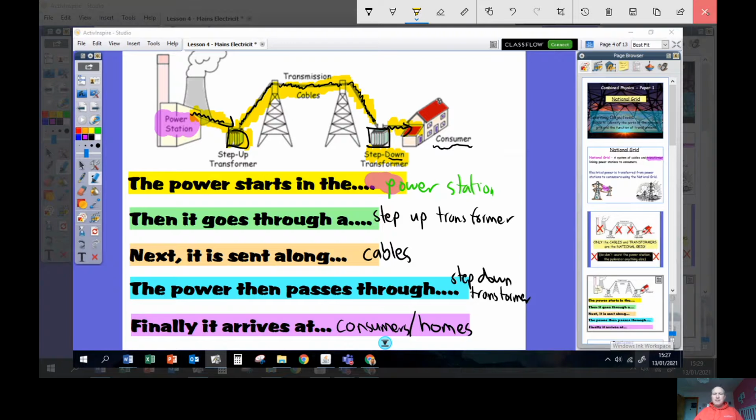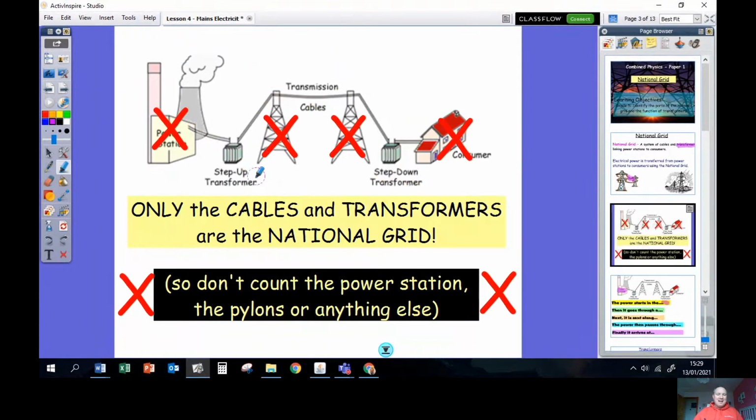So that's its journey through the national grid. But actually, technically speaking, we say that the only parts of that which count as being the national grid are actually the cables.